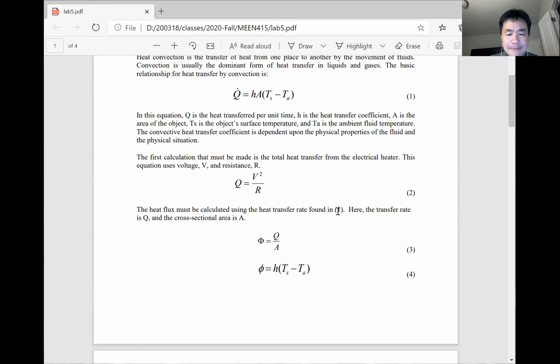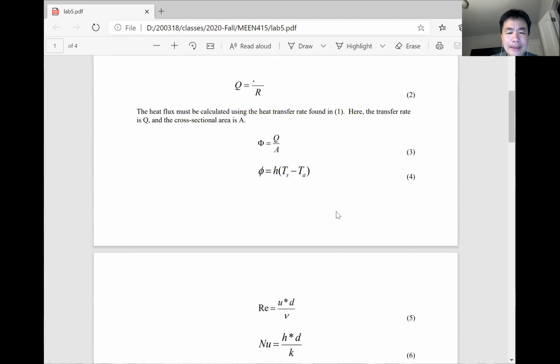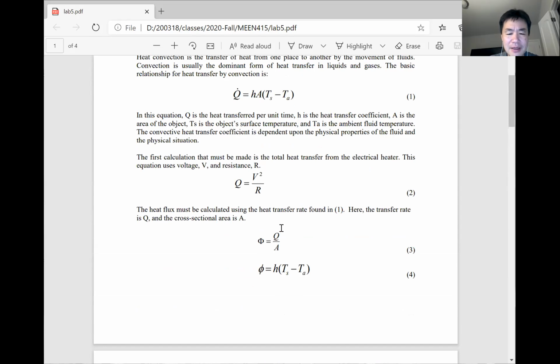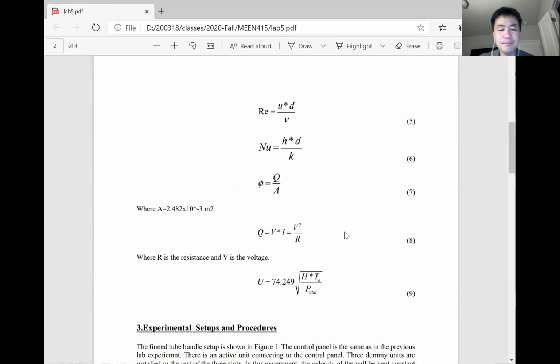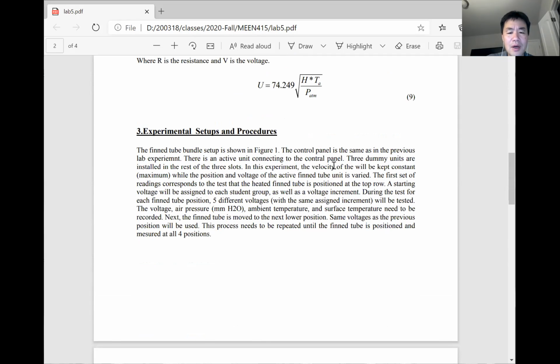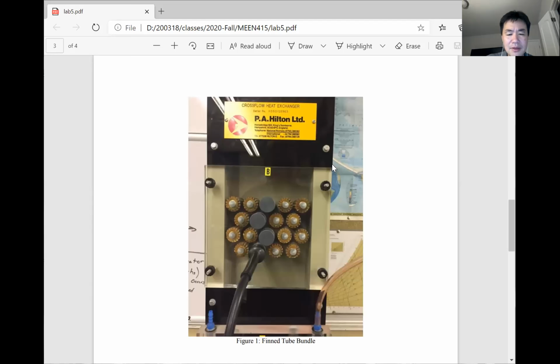So that's the difference here. Basically heat flux is heat transfer rate per area. So the equation in terms of heat flux will be q'' = h(T surface minus T ambient), right? Okay, the rest of the equations are the same. Let me show you the layout of the experiment.